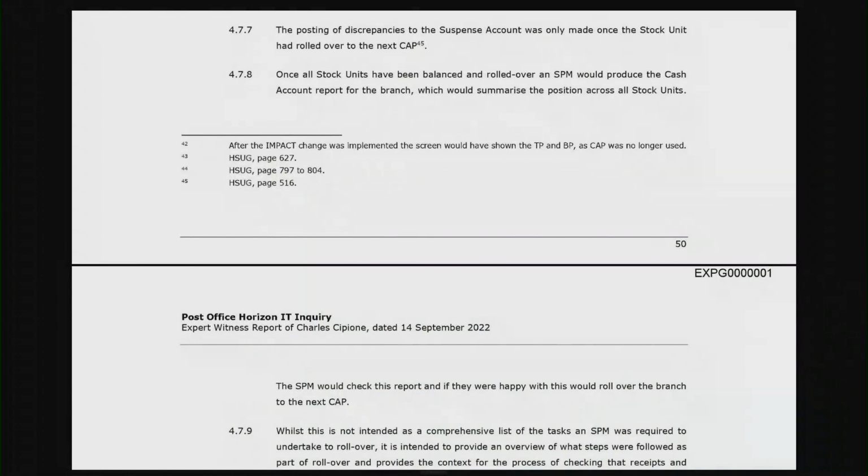Thank you. You explain that once stock units had been balanced and rolled over, a sub-postmaster would produce the cash account report for the branch, which would summarise the position across all stock units, and then the sub-postmaster would check this report, and if they were happy with this, they would roll over the branch to the next cash accounting period. Is that right? Yes.